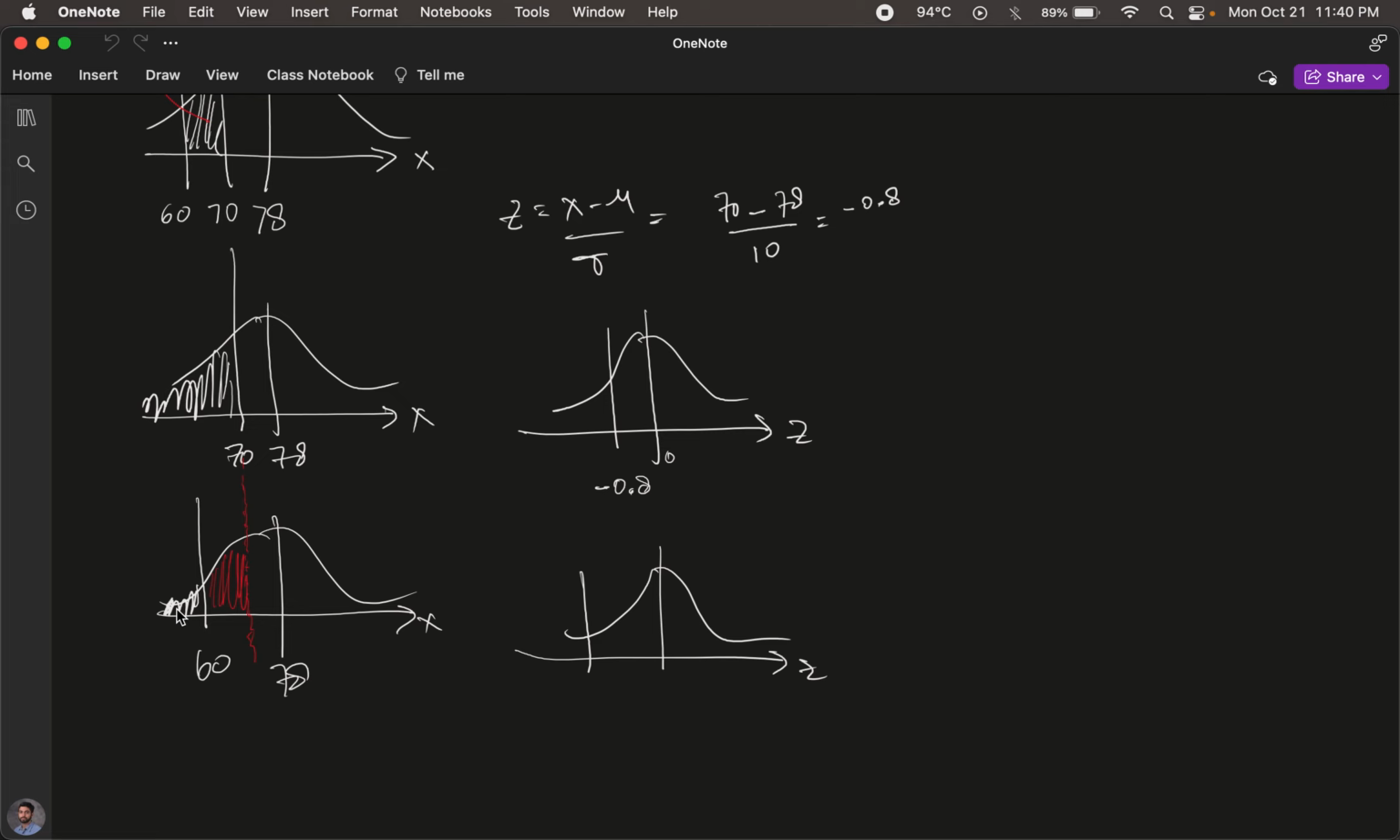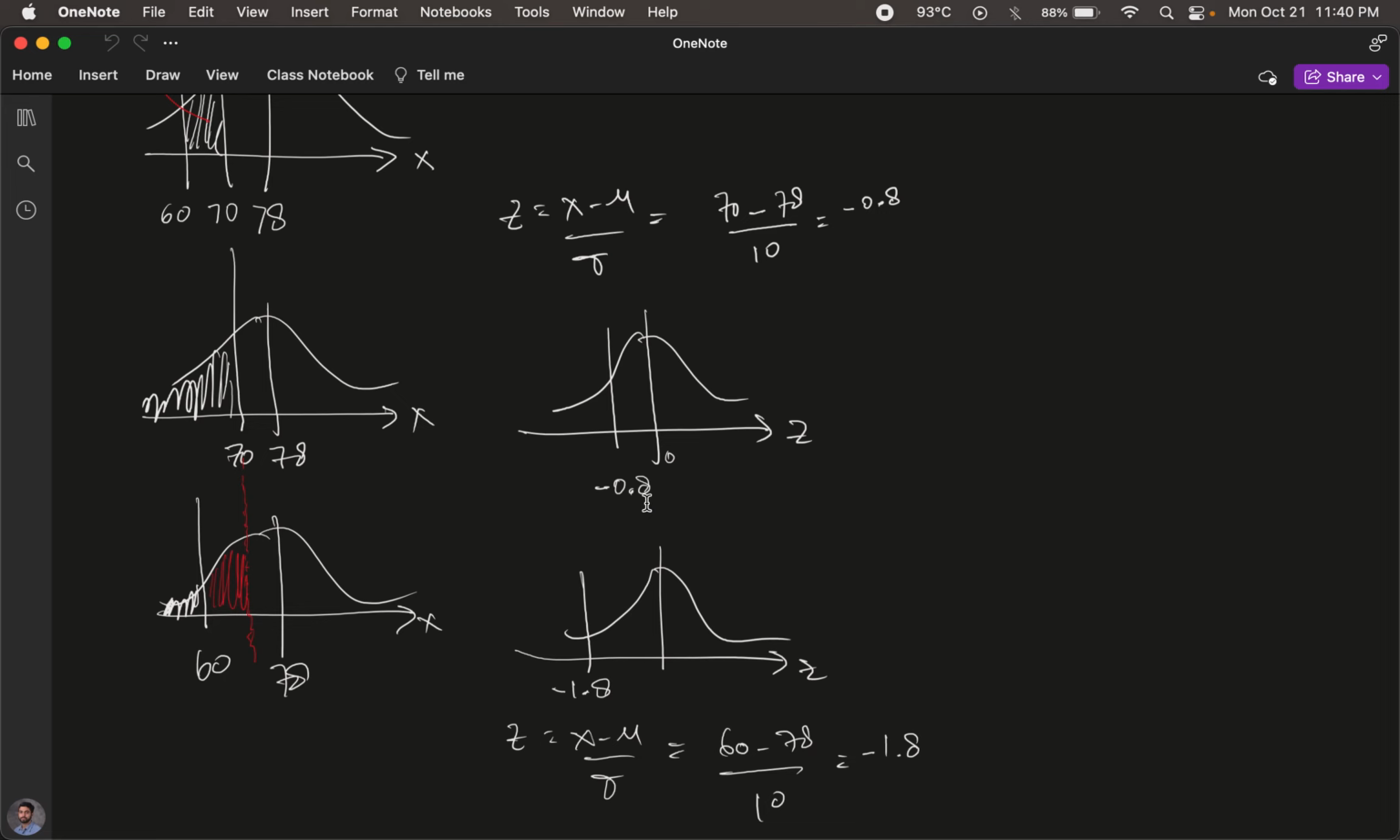Again, I would need to do x minus mu over sigma, and that would give me 60 minus 78 over 10, which is minus 18 over 10, which is minus 1.8. So I know this is minus 1.8. I have negative 1.8 here, I have negative 0.8 here, and I need the central area.